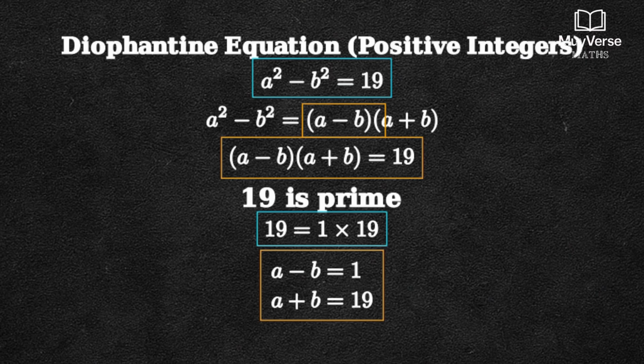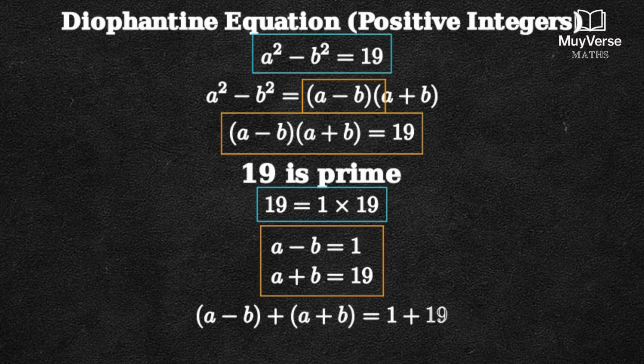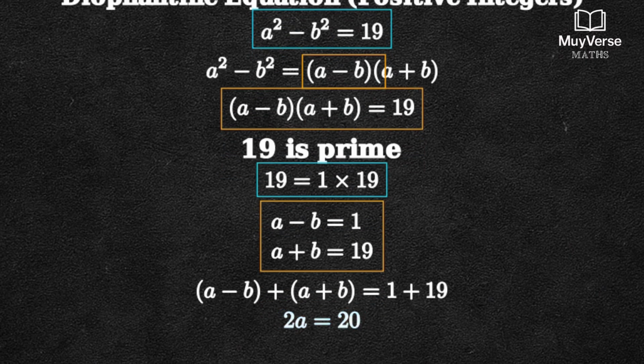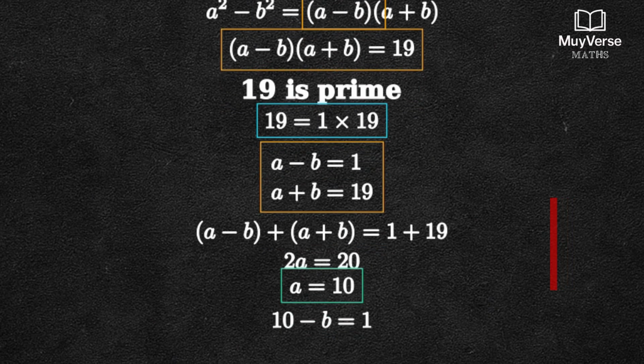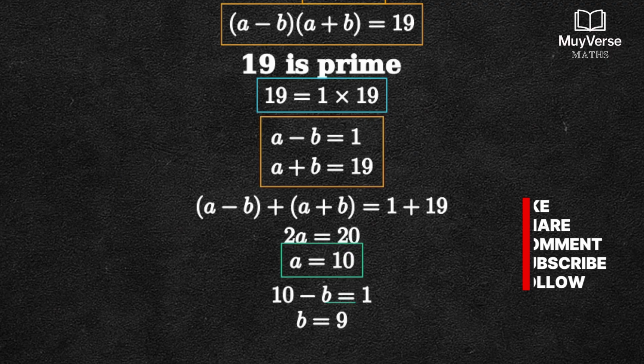Add the two equations. 2a equals 20, so a equals 10. Now substitute into a minus b equals 1. 10 minus b equals 1, so b equals 9.